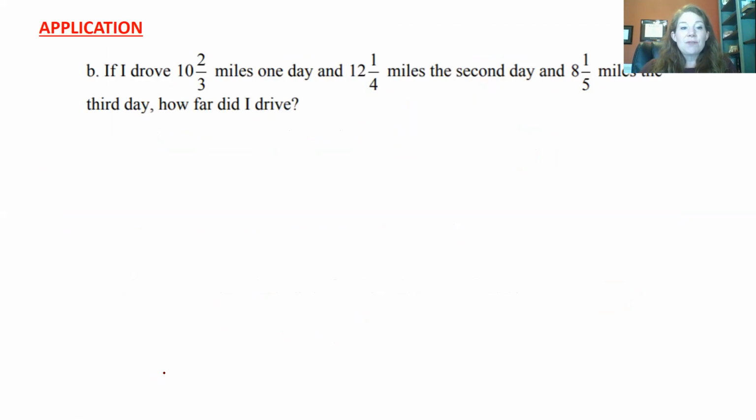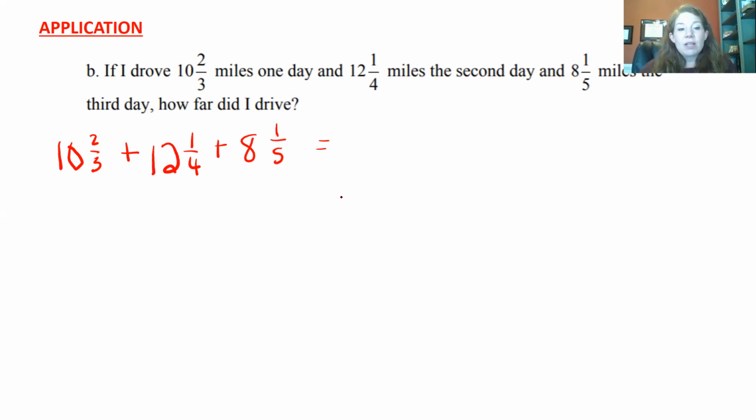Letter B, if I drove 10 2/3 miles one day, 12 1/4 miles the second day, and 8 1/5 miles the third day, how far did I drive? Well, each day we're adding miles. So on the first day, we drove 10 2/3 miles. The second day, we're driving 12 1/4 miles. And the third day, we're driving 8 1/5 miles.